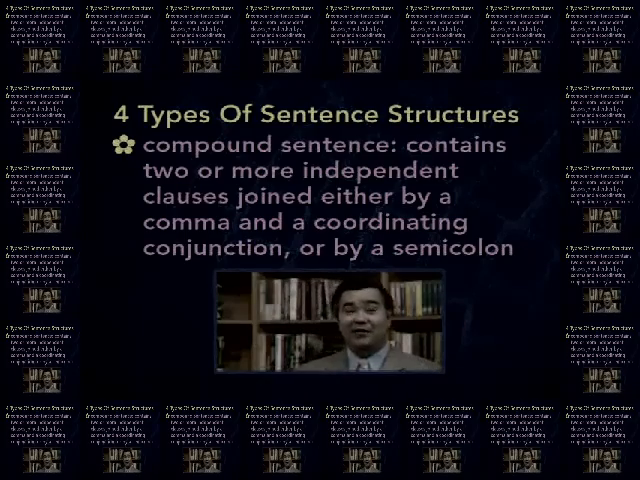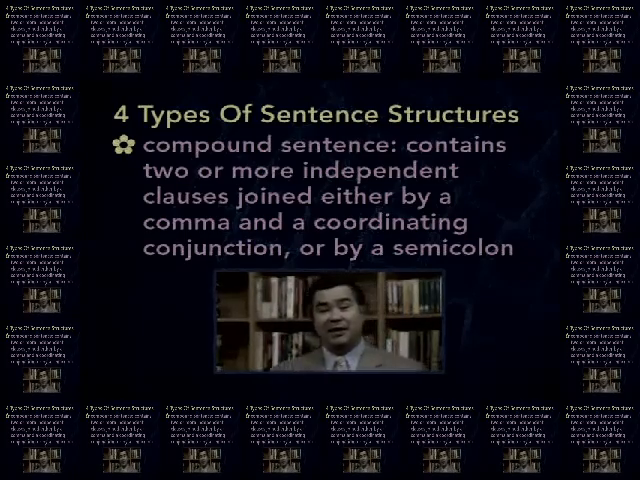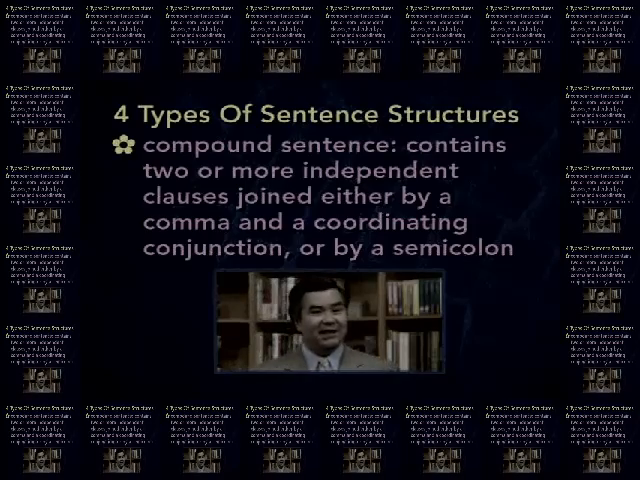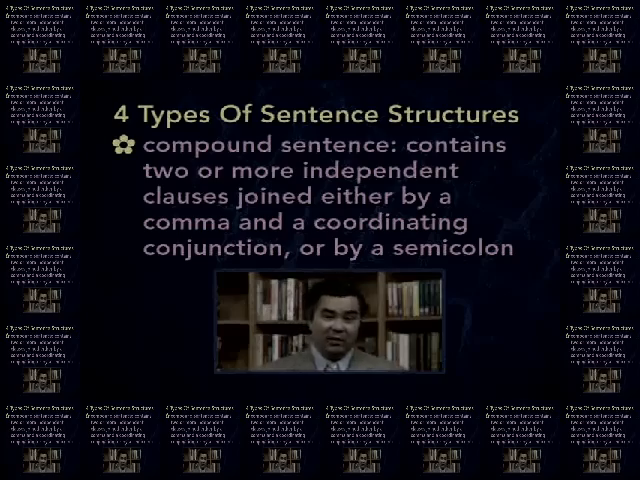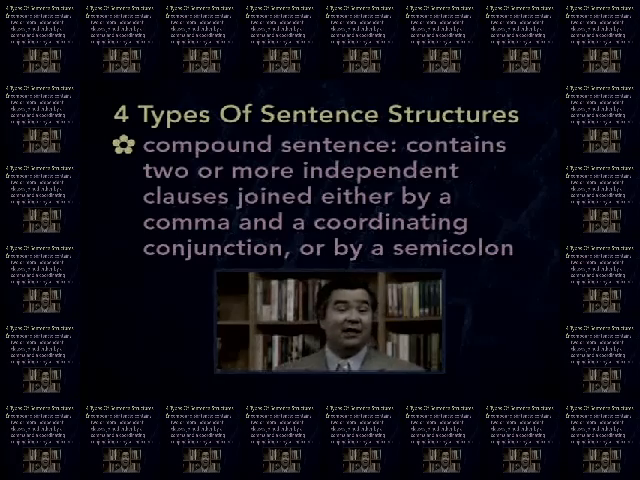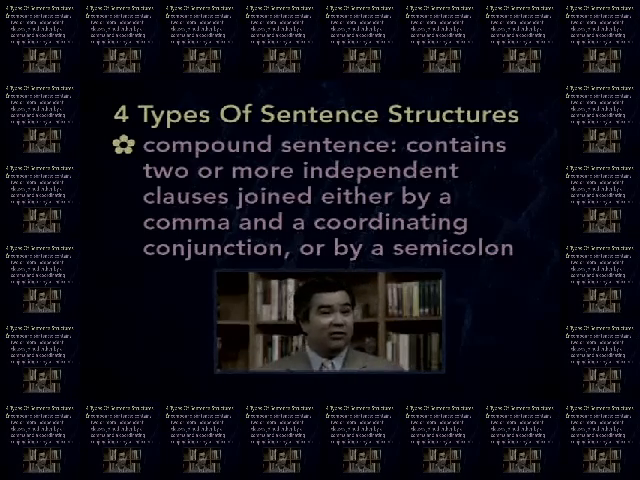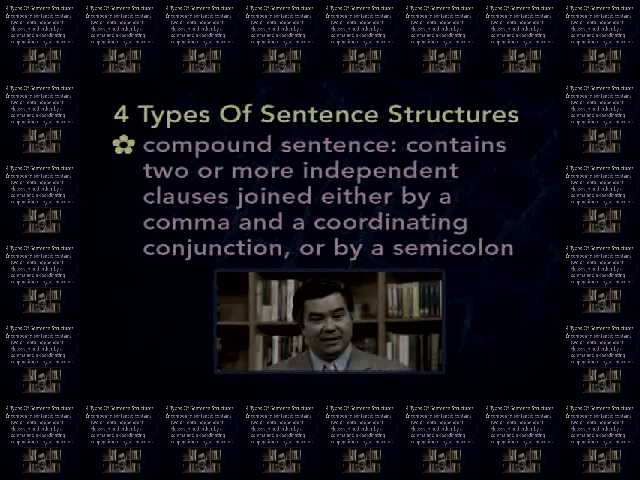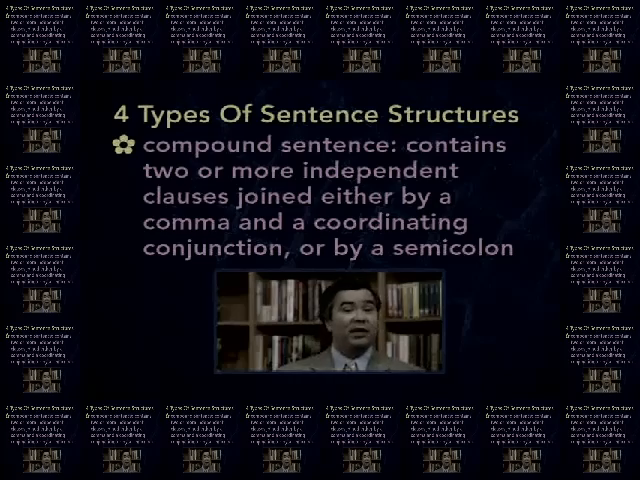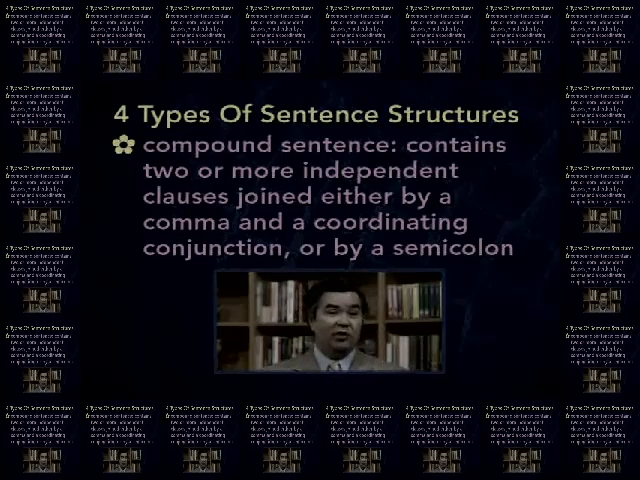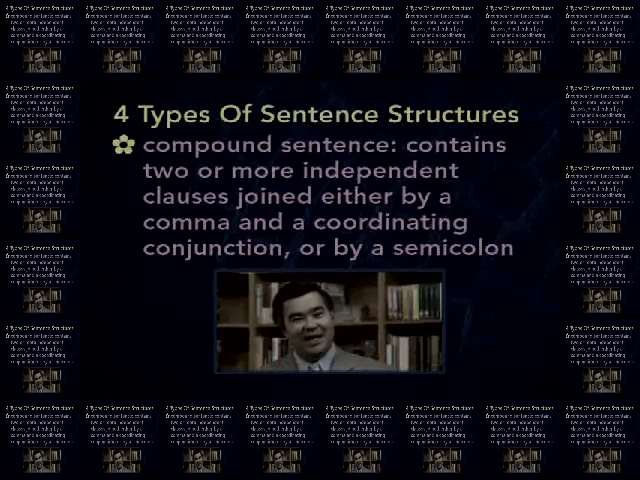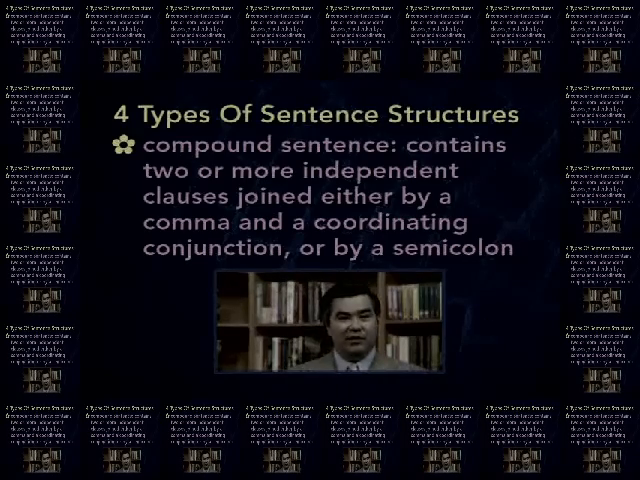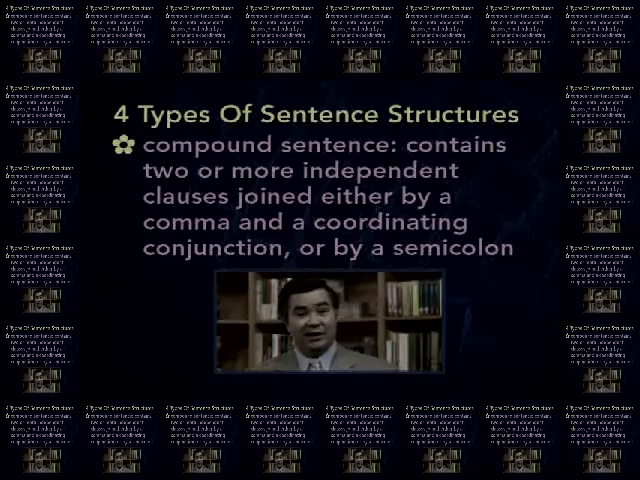That's a complicated definition, so let's take it piece by piece. A compound sentence contains 2 or more independent clauses. As we've seen, an independent clause can stand alone as a sentence, but 2 of them can also be joined together to form a compound sentence. Now, when you have 2 independent clauses and you want to join them together, you have to do it according to certain rules. And there are basically 2 alternatives, 2 ways of making that connection.